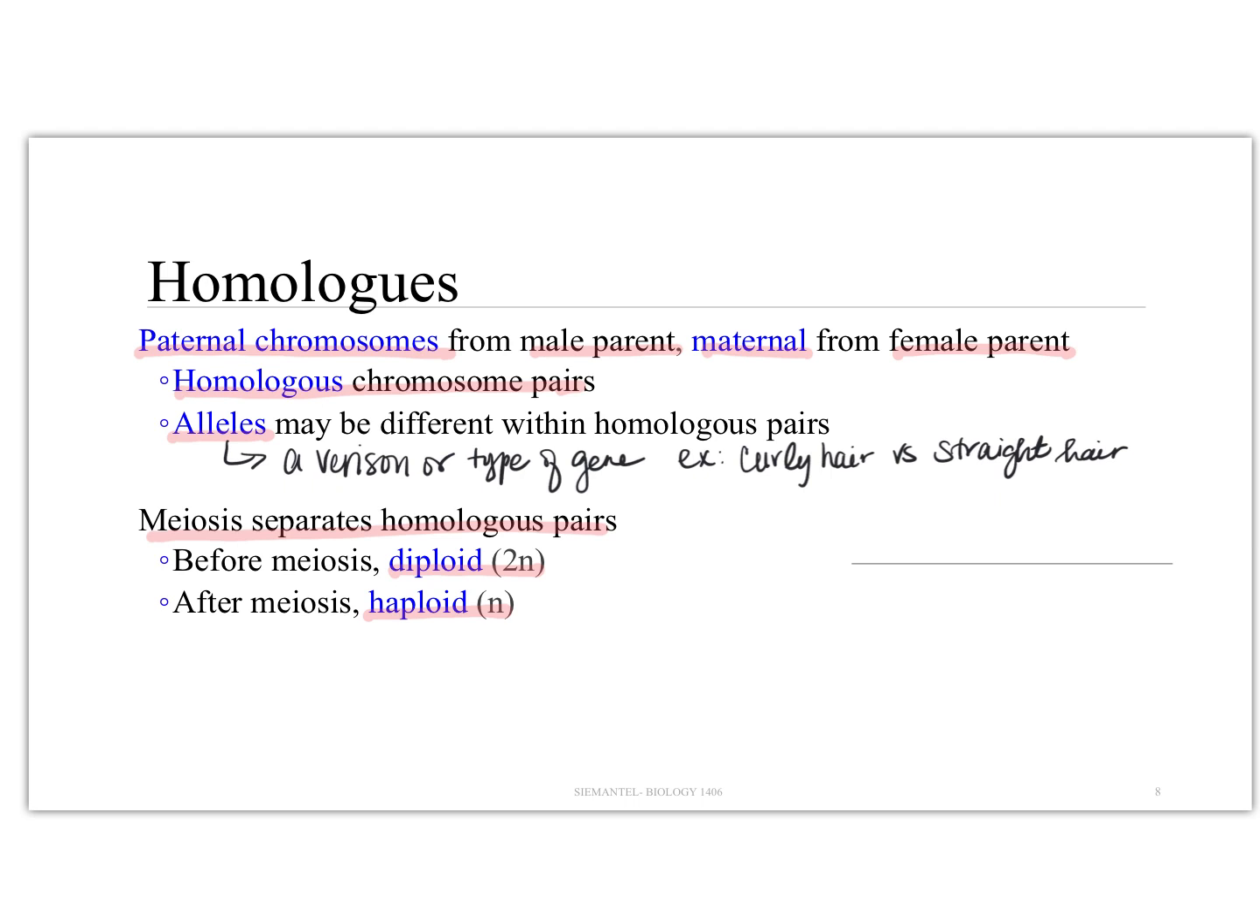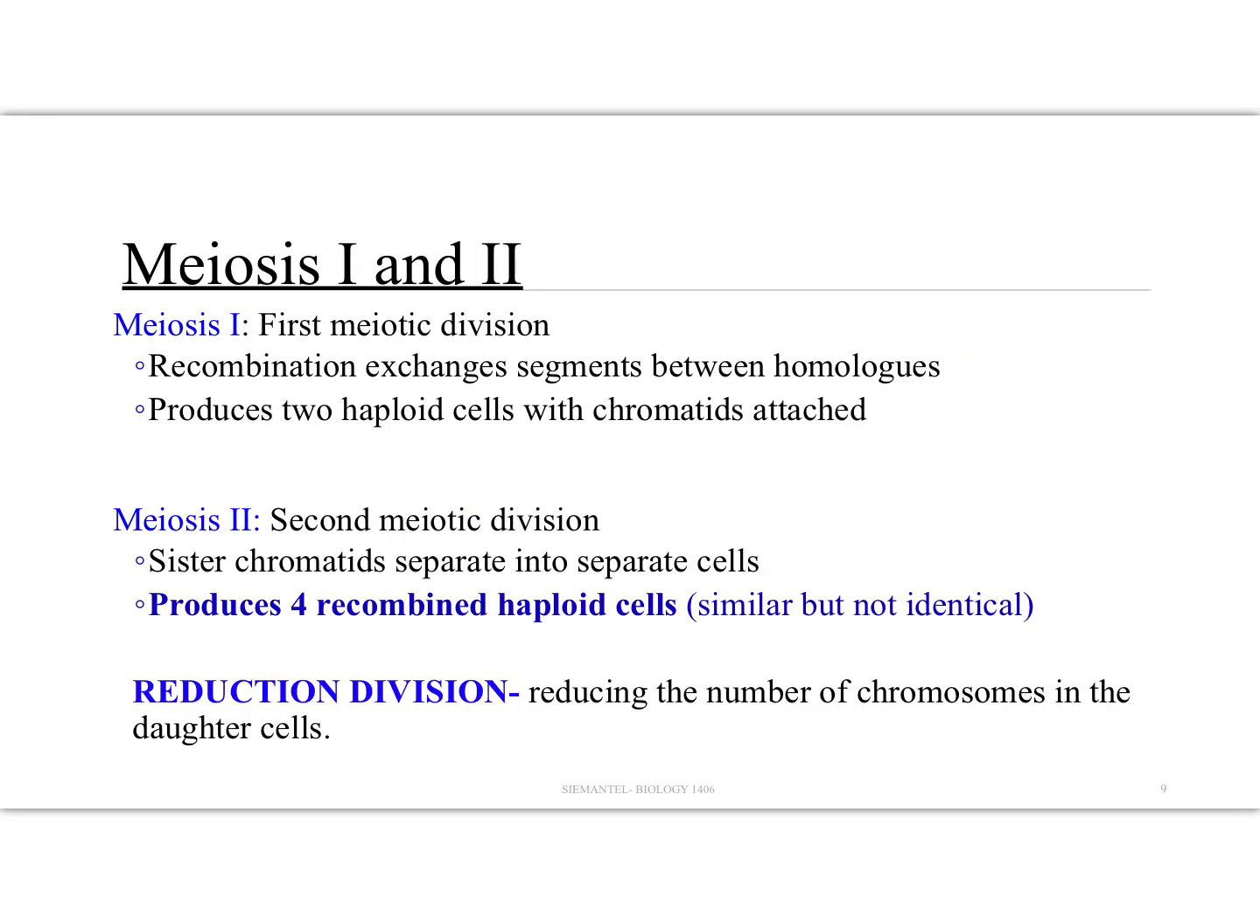So before meiosis, we are diploid, and after meiosis, those cells become haploid. As I mentioned before, meiosis is a double division. There are two divisions that will take place, and we call them meiosis 1 and meiosis 2. Meiosis 1 is the first meiotic division.